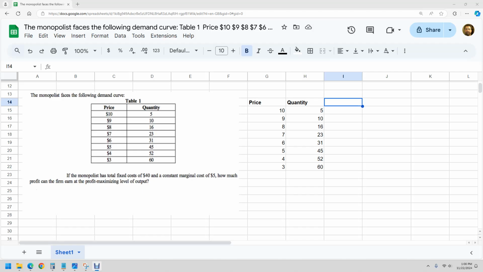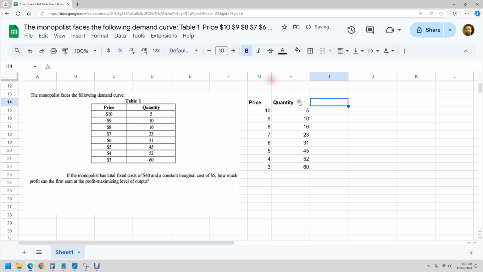In this video, we're going to solve for how many units of output a profit maximizing monopolist should produce, what price they should choose, and how much profit they will make, just as a proof. So what we're going to do is find where marginal revenue equals marginal cost. We've already been given that marginal cost is 5.